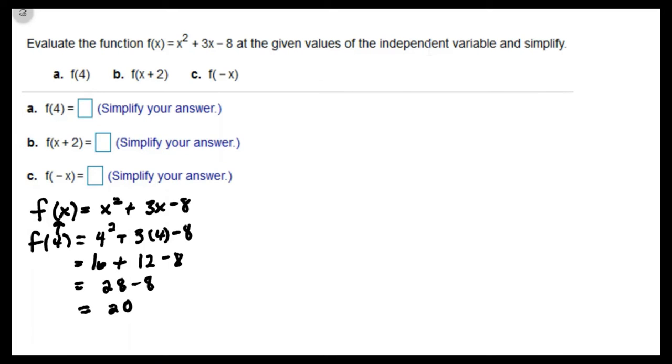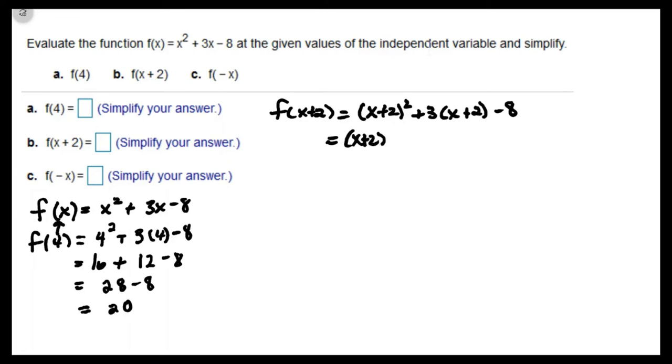I'm going to do the same thing with the next one. So the next one is f of x plus 2. Everywhere I see an x, I change it to x plus 2, so that would give me x plus 2 squared plus 3 times x plus 2 minus 8. I'm going to work out x plus 2 squared to be x plus 2 times x plus 2.